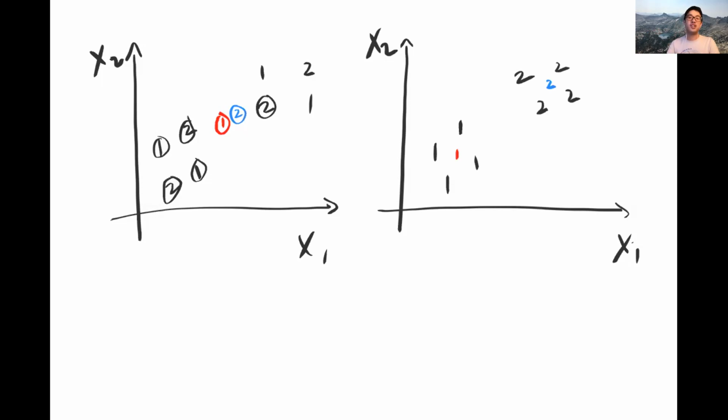Hey, look, it's not going to change, right? Because all these 1s are going to stay the same, and all these 2s are going to stay the same. And there we have it. These are the groups for our k-means. So pretty straightforward algorithm.